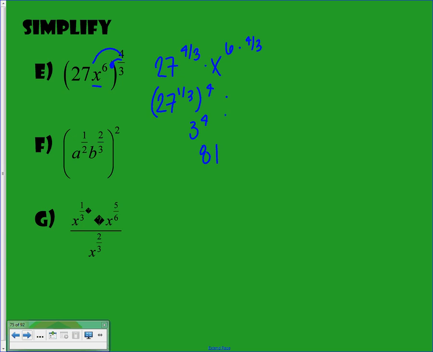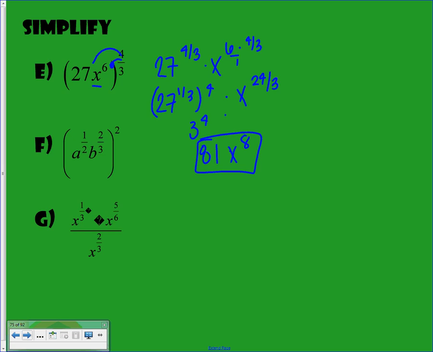Now I have to deal with the x part. So I have x to the 6 times 4/3. Well, that's really 6 over 1, and then you multiply fractions straight across. That gives me 24 over 3. 24 over 3 is 8. So my final answer is 81x to the 8th.